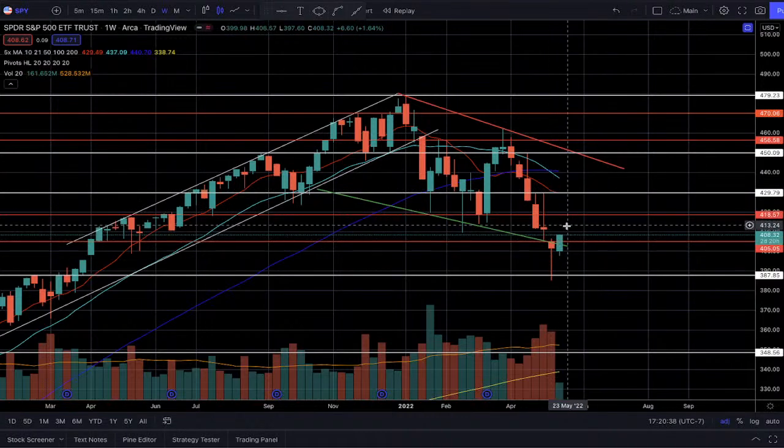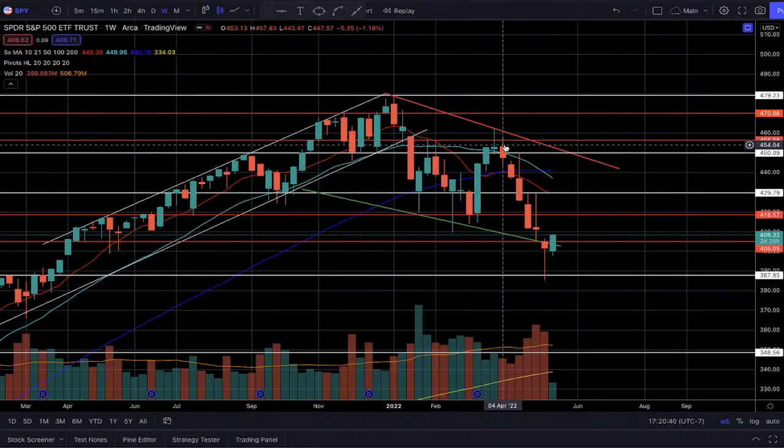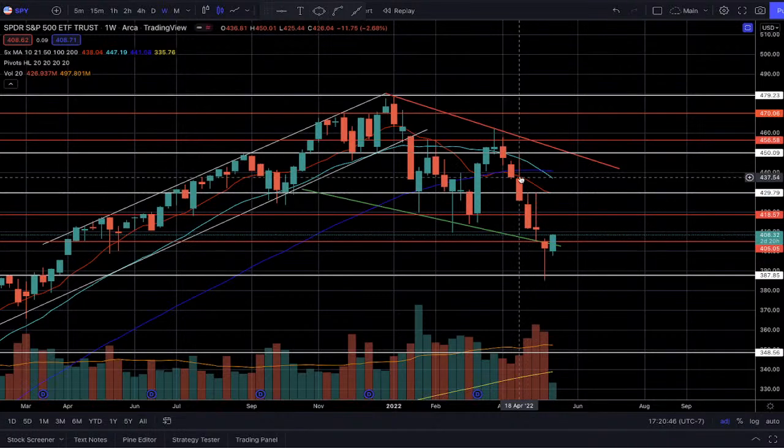This week, I want to see a solid green week, because we have 1, 2, 3, 4, 5, 6 consecutive back-to-back weekly candlesticks that have been red, right? This is very, very unhealthy.